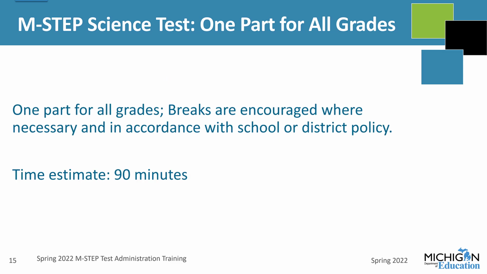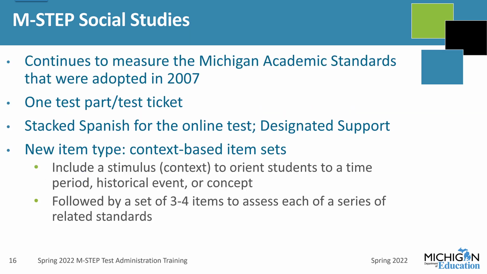Breaks are encouraged during the test session when students need a break, according to local school or district policy. The test time estimate is 90 minutes. Social studies is also one part for all grades. There is a new stacked Spanish designated support for online social studies, and there are new item types on the test, context-based items. They include a context that orients students to a time period, historical event, or concept, which is followed by 3 or 4 items related to that context.